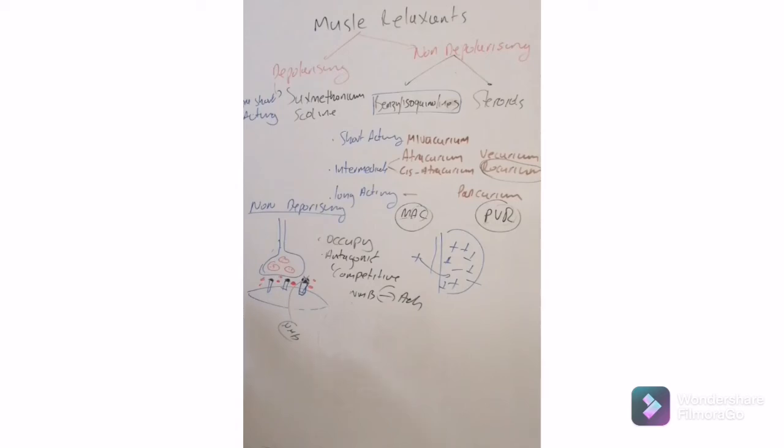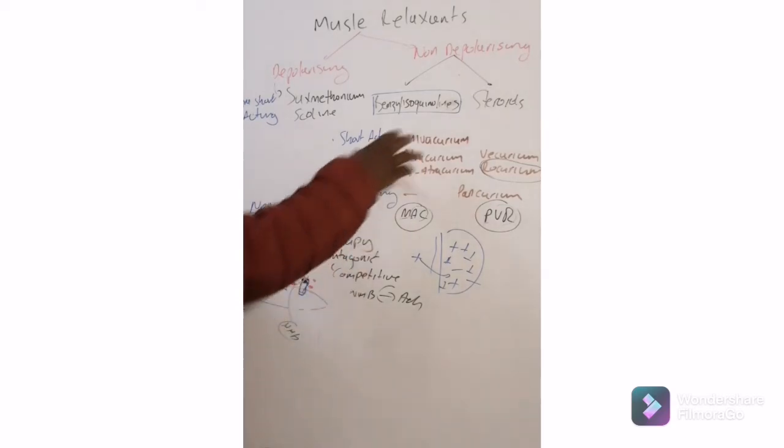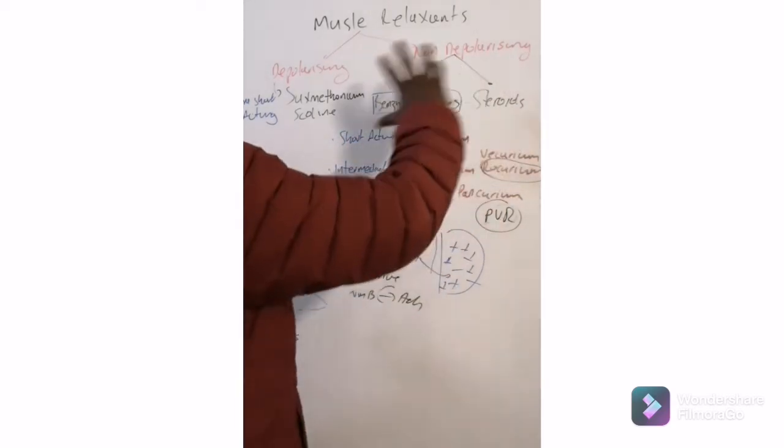So this is how non-depolarizing agents work. They don't cause depolarization. They just sit on the receptors. They don't cause sodium channels to open. They don't cause influx of sodium into the cell. They don't cause muscle contraction. They just sit on the receptor. They are called non-depolarizing neuromuscular blockers. And these are the guys that we're talking about.